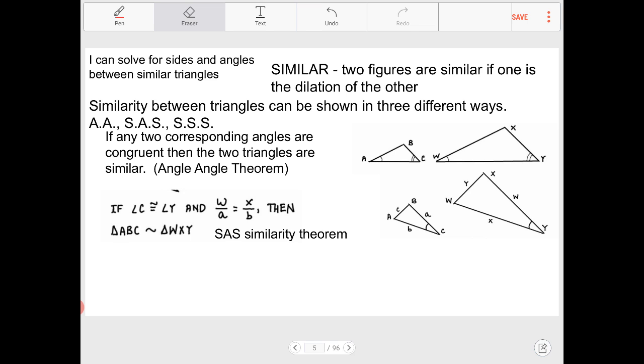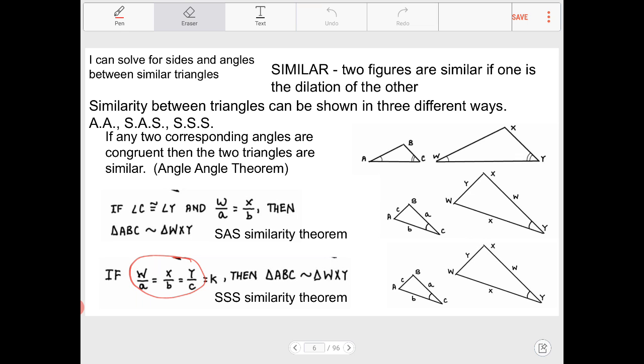The third possible way of showing two triangles are similar, if we know nothing about the angle measures, is to show that all corresponding sides are in fact proportional. So if I have triangle ABC and it is similar to triangle WXY, I do not need to know whether or not any of the angles are congruent. All I need to know is whether or not all three sides proportionately share the same scale factor. And if they do, we call this the side-side-side similarity theorem.